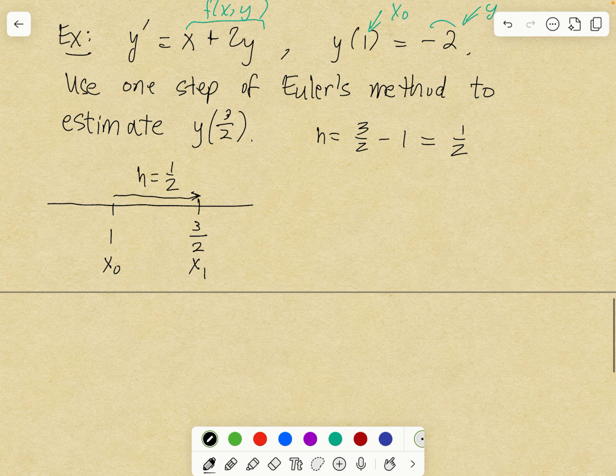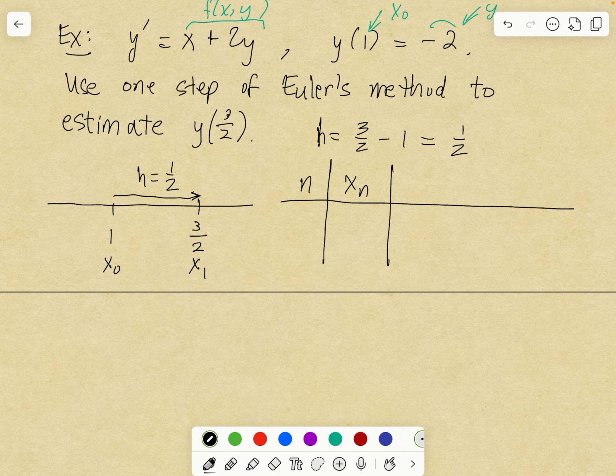So now we're ready to use Euler's method. For using Euler's method, I strongly encourage you to make a table, because if you don't make a table, it just makes everything very complicated because there are too many numbers in random places. So I recommend that you make a table where the first column is n, your second column is xn, your third column is yn, and then your last column is f of xn, yn. So that's your y prime, evaluated at xn, yn.